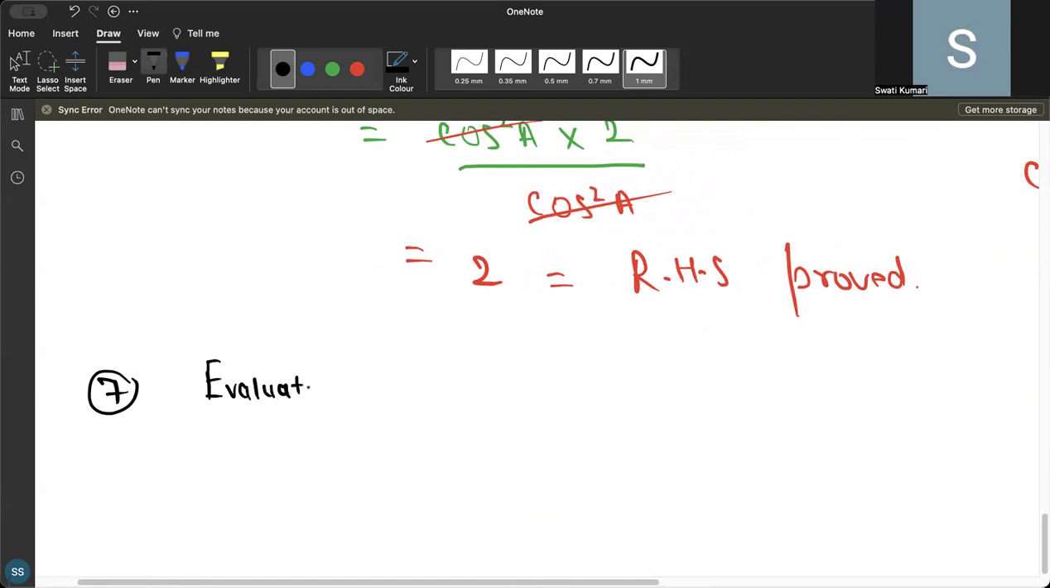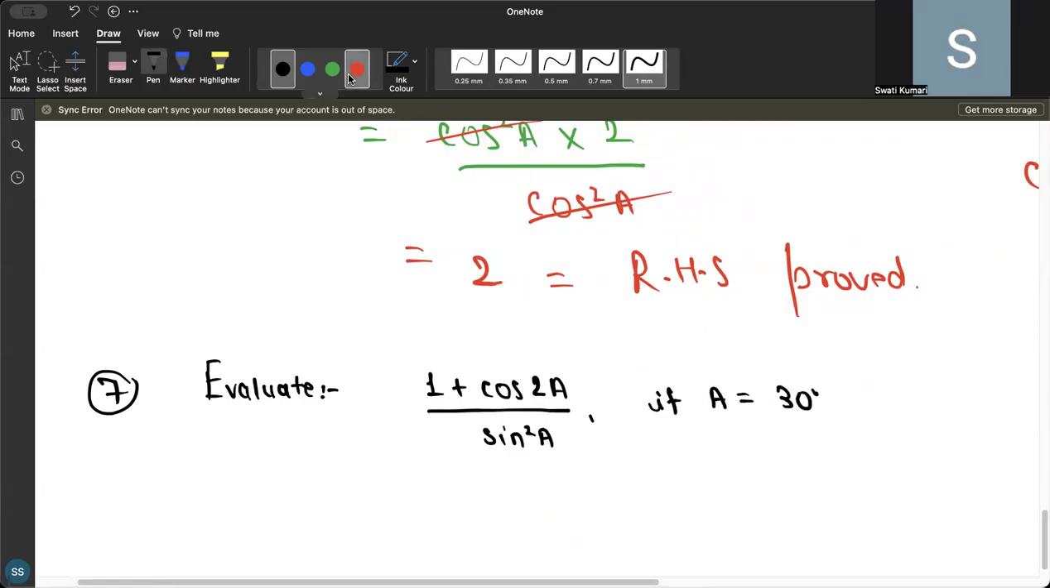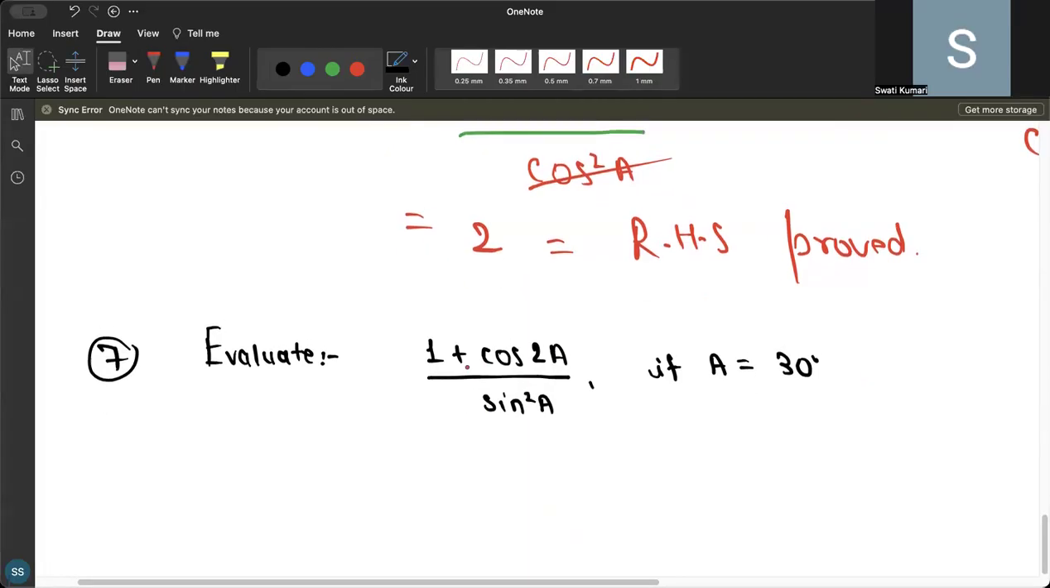So what do we have to evaluate here? 1 plus cos 2A upon sine square A. This is very simple actually. If A is given 30 degrees, we have to find out the value for this, right?